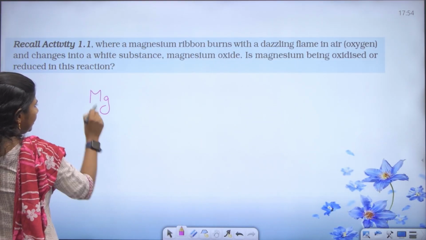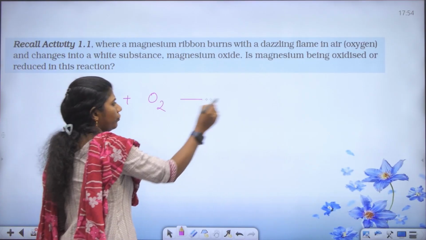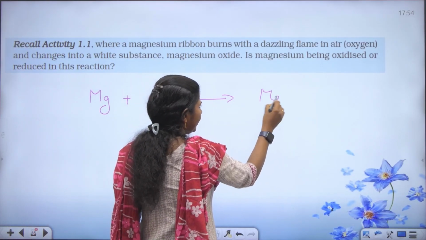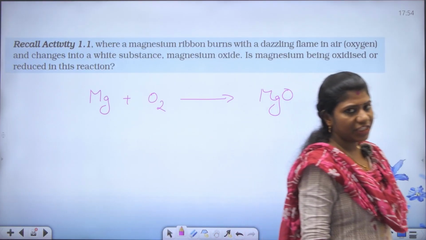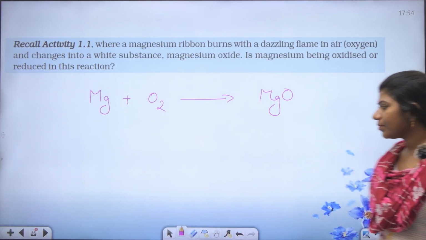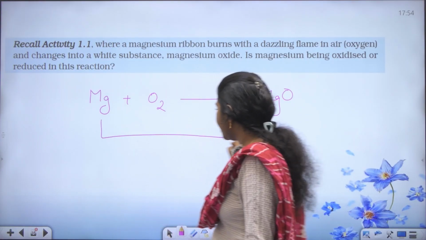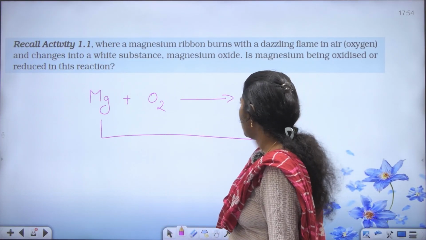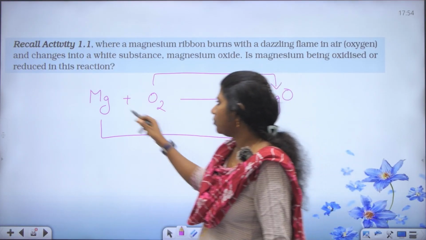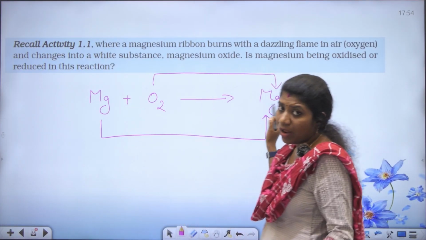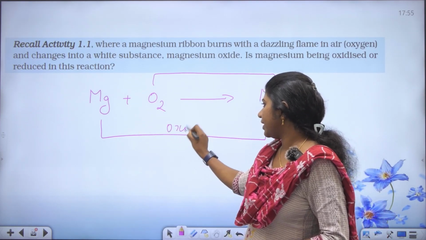Magnesium, Mg, reacts with oxygen, O2, to form magnesium oxide, MgO. Then check: magnesium, Mg, changes to MgO and O2 changes to MgO. Mg changes to MgO, which is the addition of oxygen. This step is oxidation.